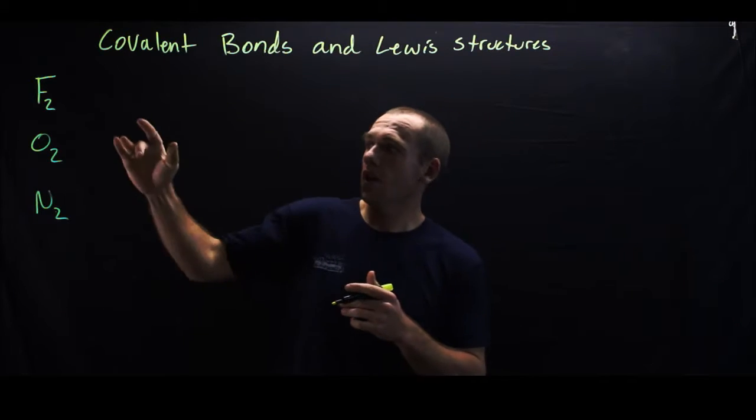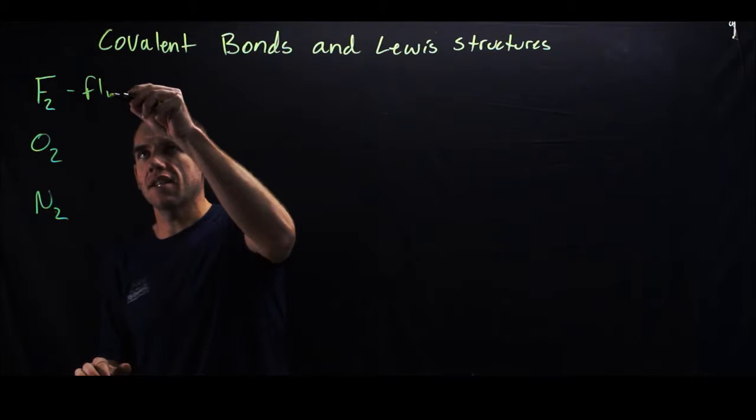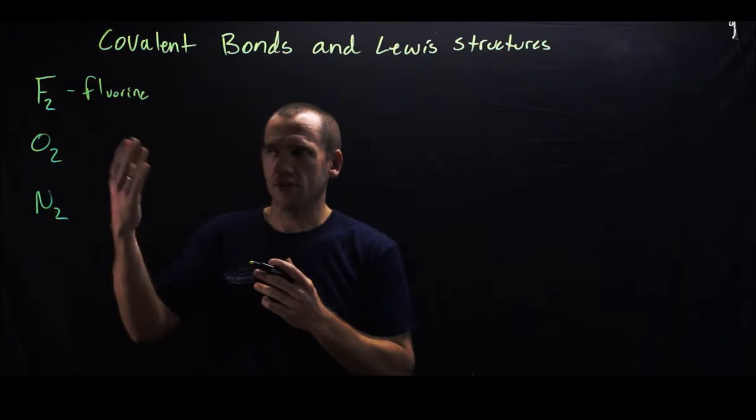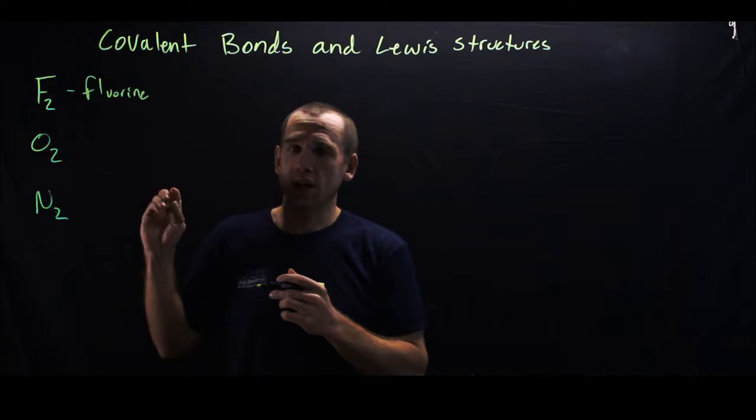So we're going to start with fluorine. This is just fluorine if I was naming it, because it does not contain more than one element. It doesn't have to obey any naming rules. It's just the element fluorine. Now, F2 tells me I have two fluorine atoms bonded together.